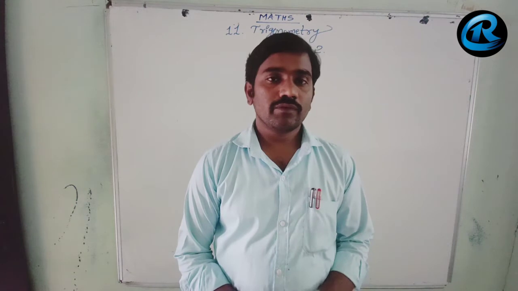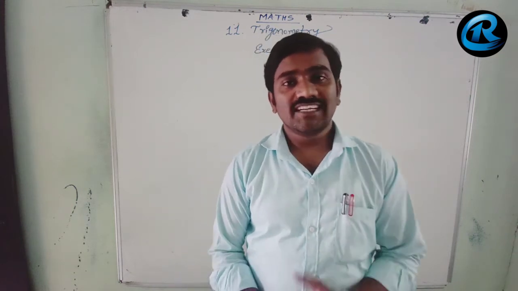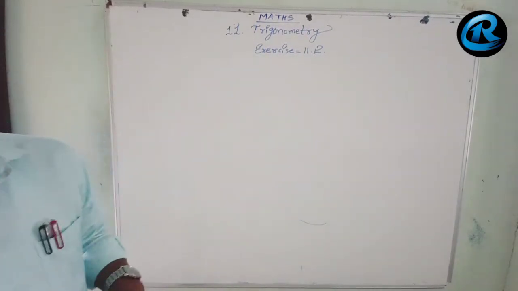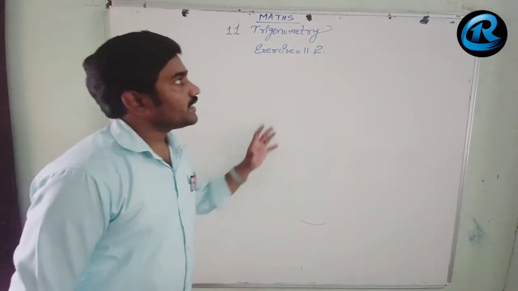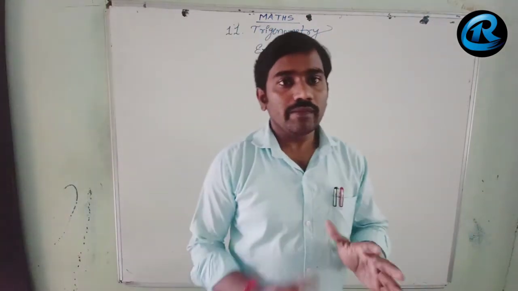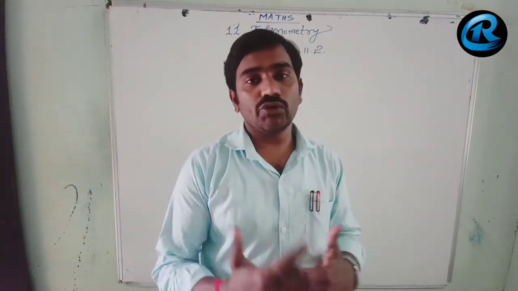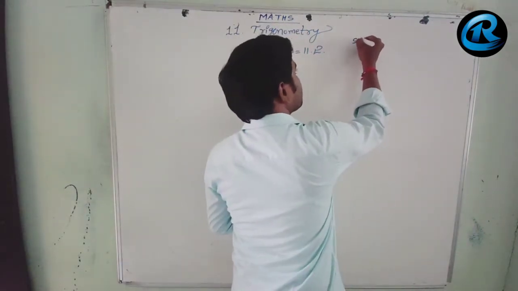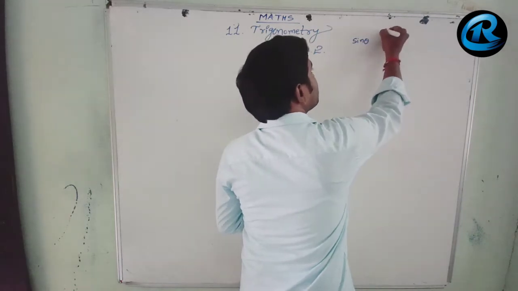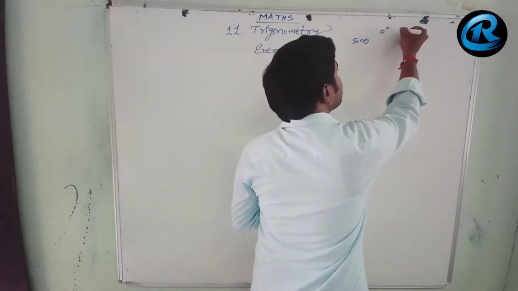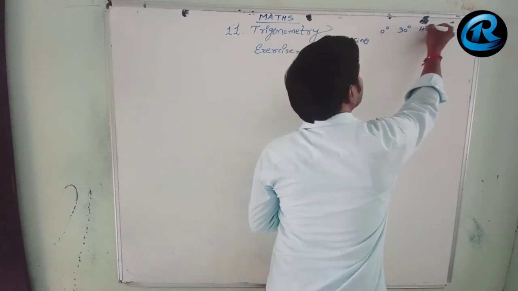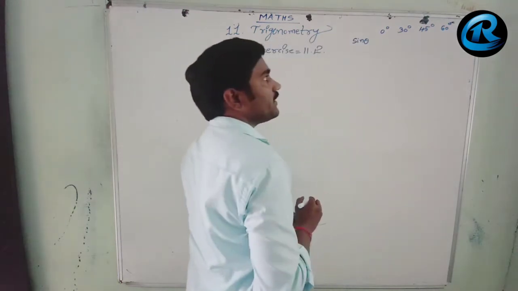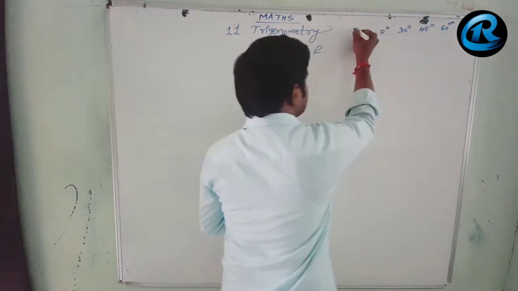Hi everyone. Today you are going to learn 10th class 11th chapter, that is trigonometry. In that, exercise number 11.2. In this 11.2 exercise, the problems are based on the trigonometric ratio table. So we should know what the trigonometric ratio table is. If you know the table of 0 degrees, 30 degrees, 45 degrees, 60 degrees and 90 degrees values, then we can do the problems very easily.